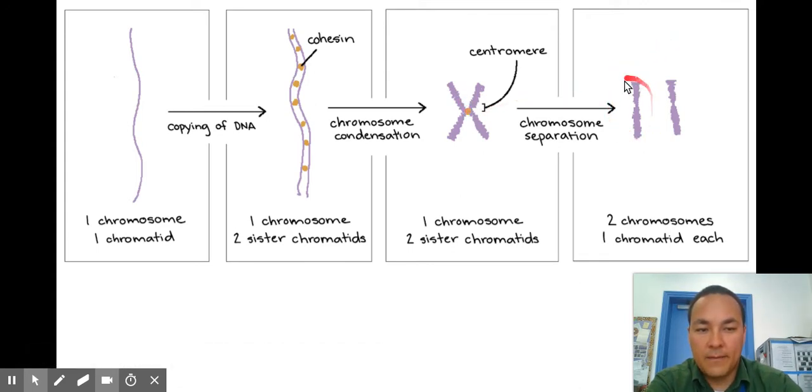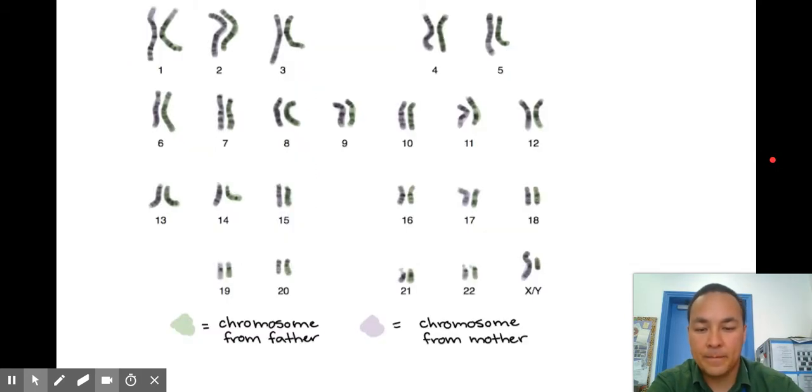Here, once they divide into two separate cells, these would be chromosomes as well. So after anaphase, imagine that this cell has split. This cell would have one chromosome. This cell would have one chromosome. They would be identical. The point of mitosis is to make identical cells. You can remember that by the I in mitosis for identical.